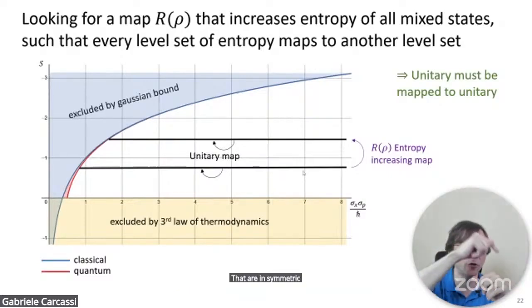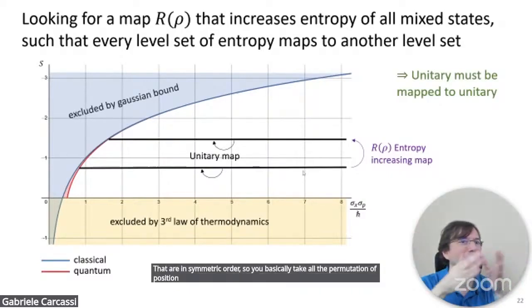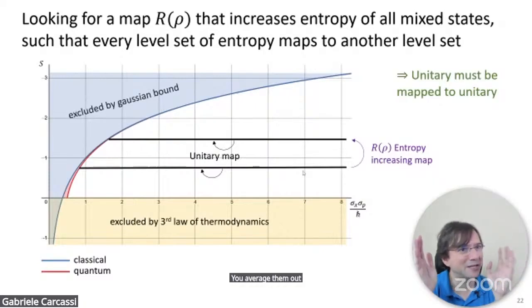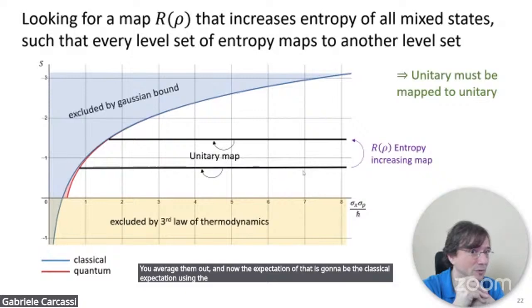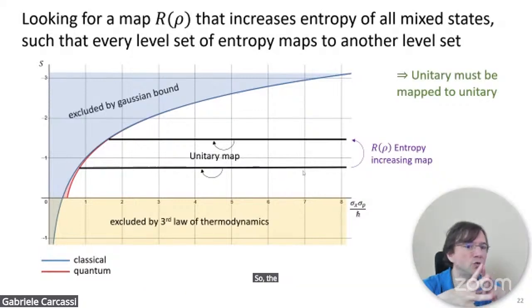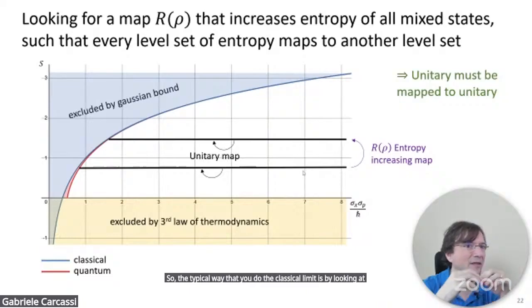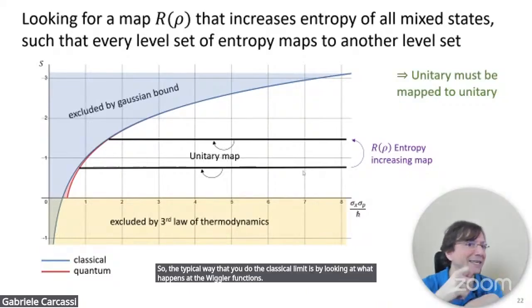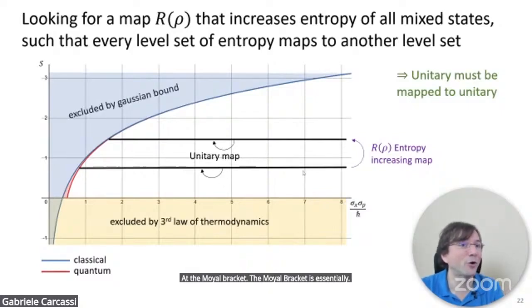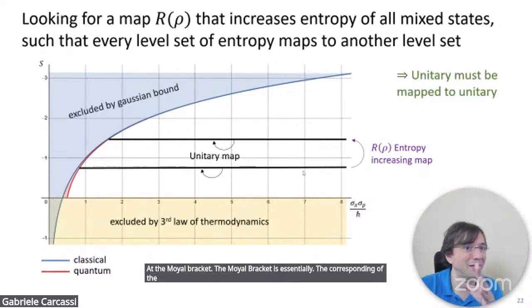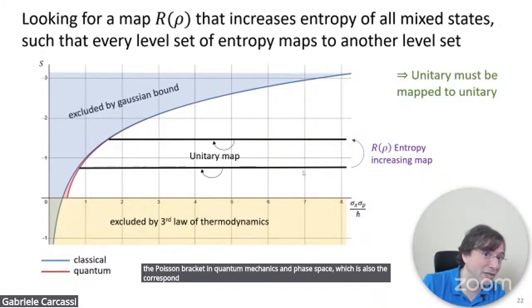So you basically take all the permutations of position and momentum, you average them out, and now the expectation of that is going to be the classical expectation using the quasi-probability distribution. So the typical way that you do the classical limit is by looking at what happens at the Wigner functions and at the Moyal bracket. The Moyal bracket is essentially the correspondent of the Poisson bracket in quantum mechanics and phase space, which is also the correspondence of the commutator in quantum mechanics and phase space.